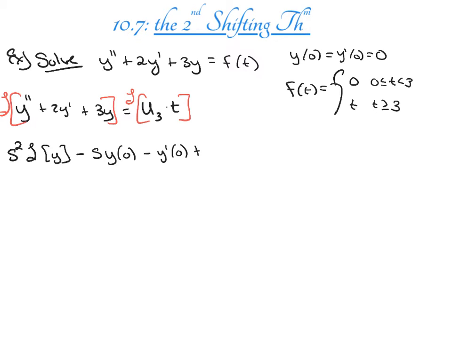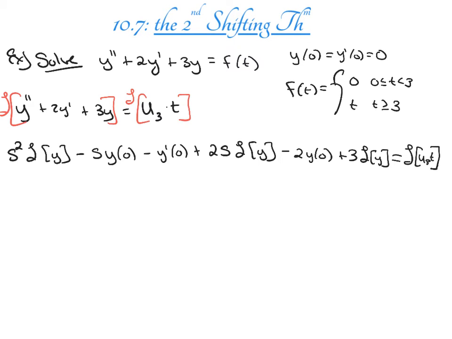The Laplace of that was 2s times the Laplace of y minus 2 times y of 0 plus 3 times the Laplace of y. I barely fit this in there. The Laplace of, I'm just going to write it like that for right now, u3 times t. There we go, because I don't have room to write it all. So let's see. This will really help, though. All of those y's and y primes are 0.